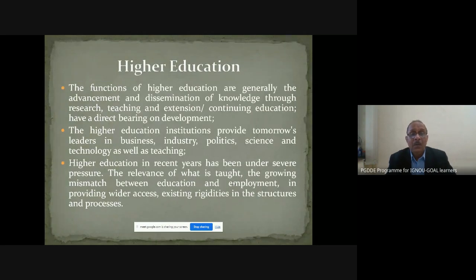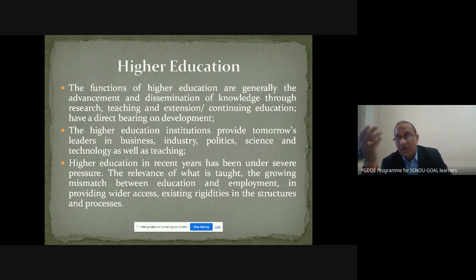Teaching. Higher education institutions provide the human resources for various sectors. Suppose the economic sector needs people who are specialized in economic matters, the economics departments and commerce departments provide graduates to commerce and industry, political science provides good political leaders to the country, and science and technology provides people to man the scientific laboratories. This is how higher education provides the manpower to the various sectors.